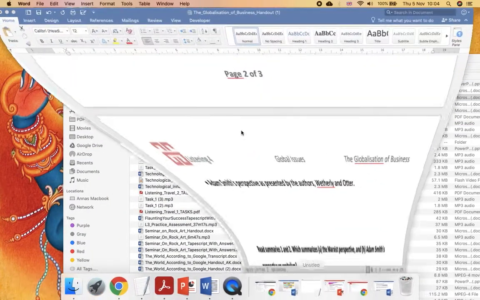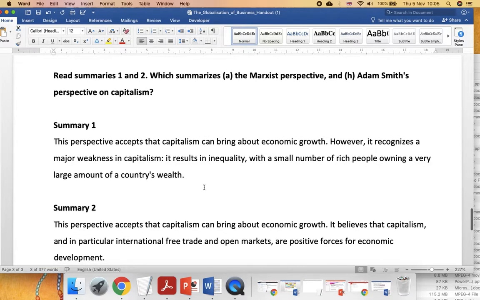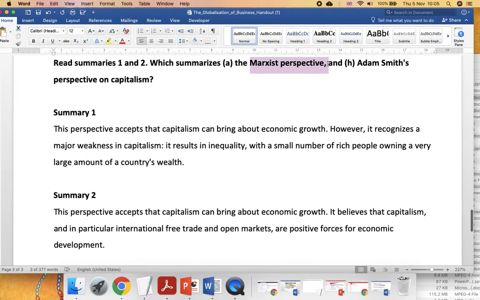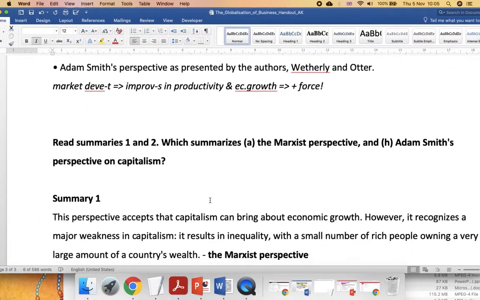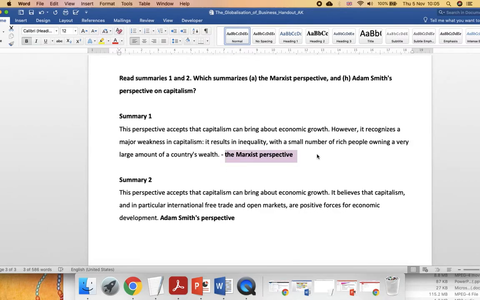And the last task. These are 2 summaries. Which summary summarizes the Marxist perspective? And which one Adam Smith's? Pause the tutorial. And I'm sure you got this correct: the first one Marxist, and the second one Adam Smith's.